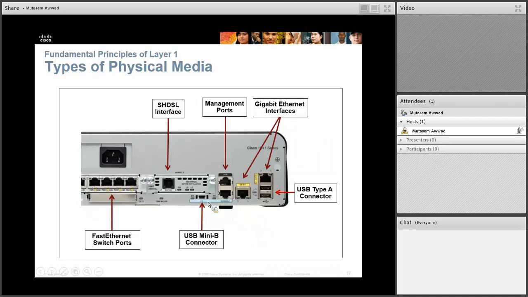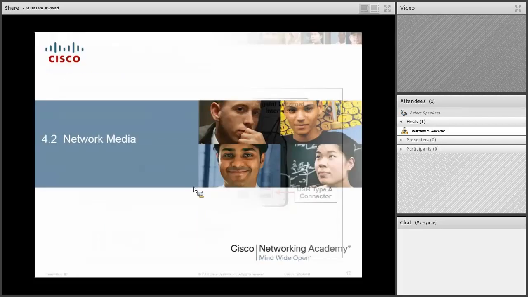You have a mini connector right here. You can use a mini USB connector if you need it. A synchronous high density DSL connection. This router has a switch, 4 switch ports. Actually, there's a little bit more right here. All right, so those are connections in the back of the router that you can use.